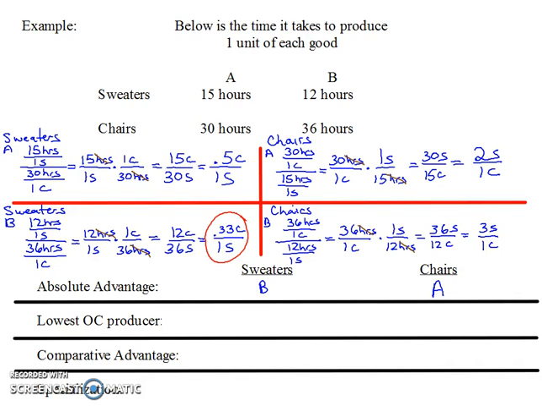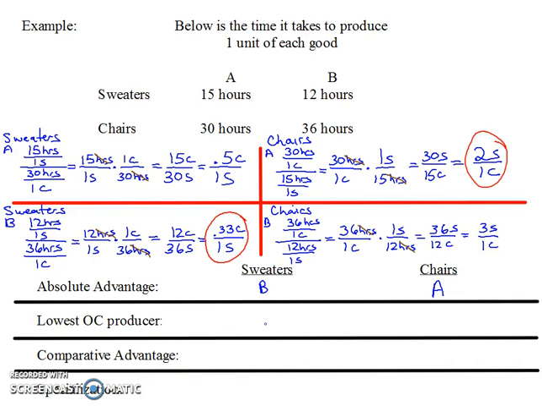And so then we say, who has the comparative advantage? Well, every time A produces a chair, he gives up 2 sweaters. When B produces a chair, he gives up 3 sweaters. So A has the comparative advantage producing chairs. So let's record that all down here.